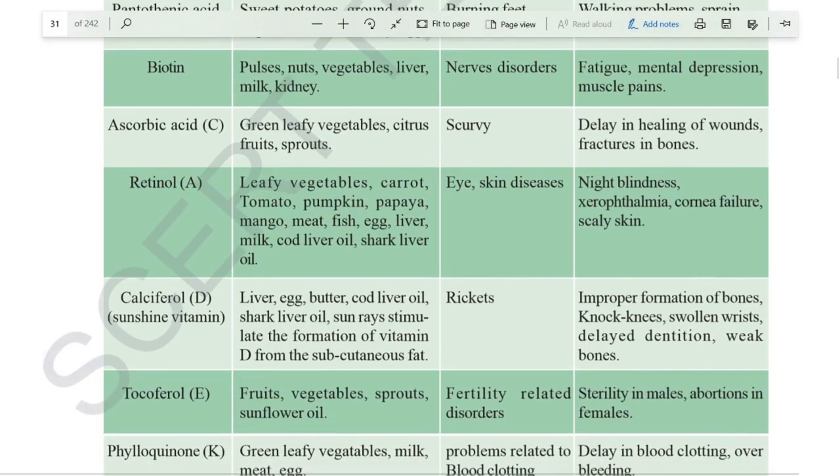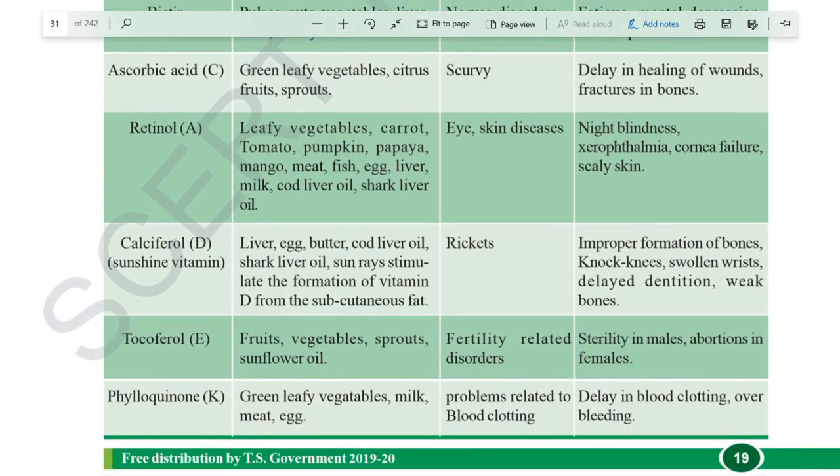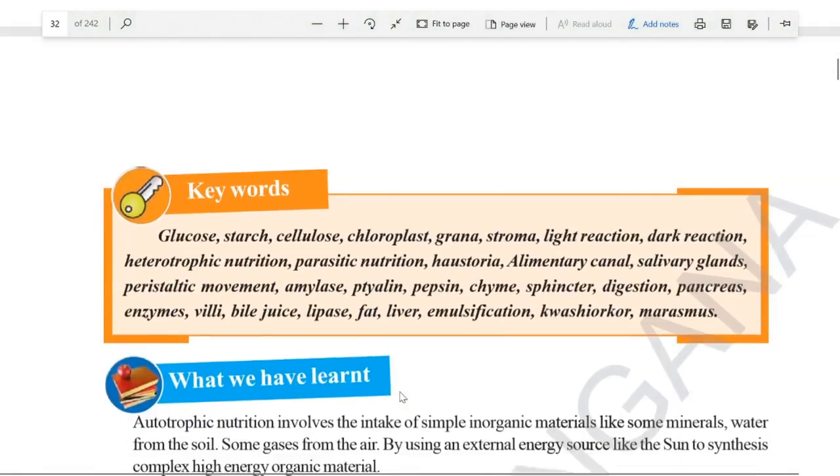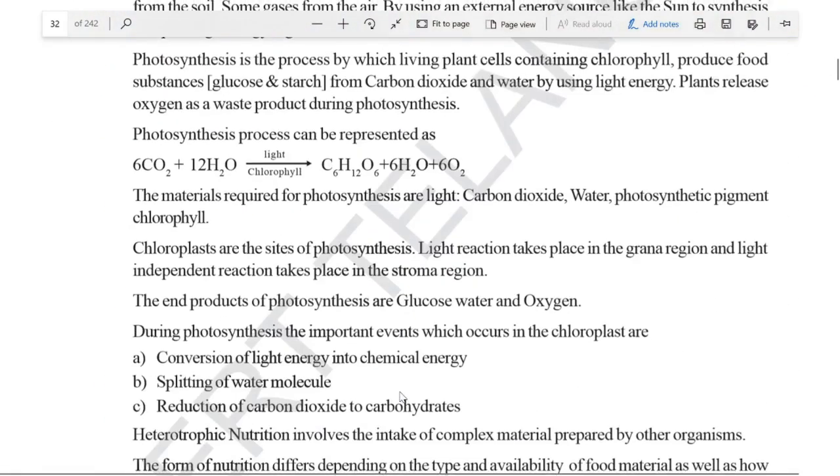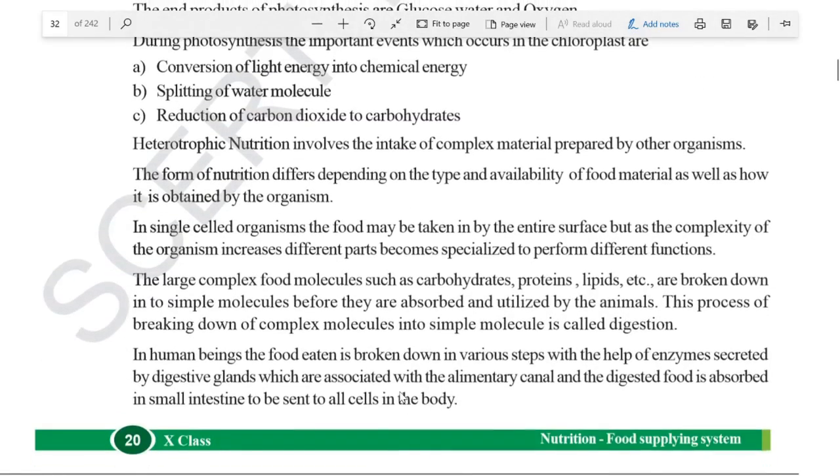Calciferol, vitamin D, is also called the sunshine vitamin. Deficiency of it causes rickets. Tocopherol, phylloquinone, problems related to blood clotting. So this is the vitamin name, these are the sources from where we can get these vitamins, and the diseases caused by the deficiency of these vitamins and the symptoms of these diseases. These are the keywords we have learned in this chapter.